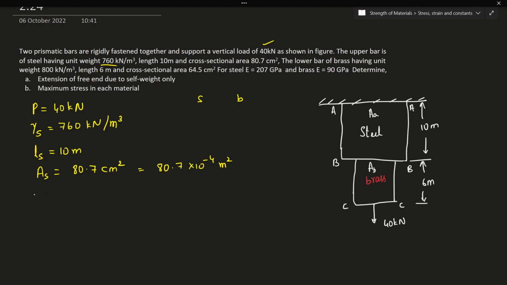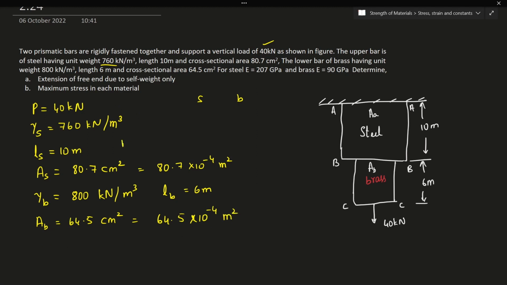The lower bar is brass having a unit weight. So now let me go to the brass. Gamma B is given as 800 kilonewton per meter cube. Okay, the length LB is given as 6 meter, and the cross sectional area AB is given as 64.5 centimeter square, which is nothing but 64.5 into 10 to the power of minus 4 meter square.